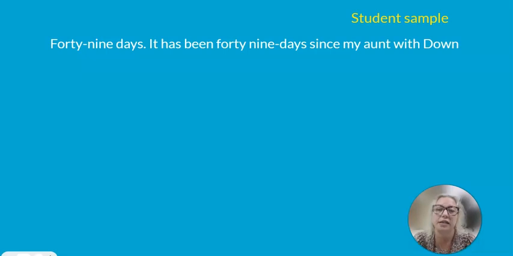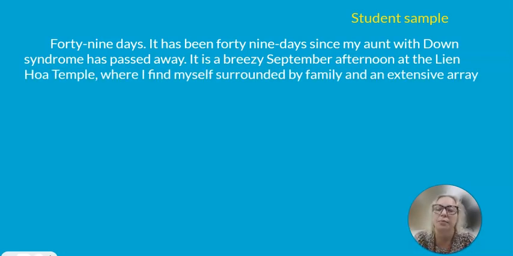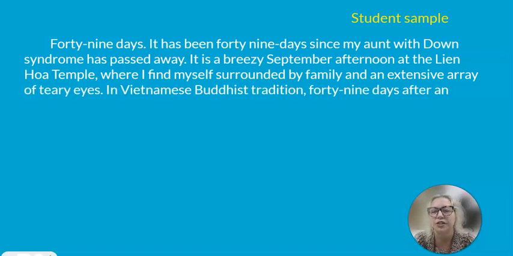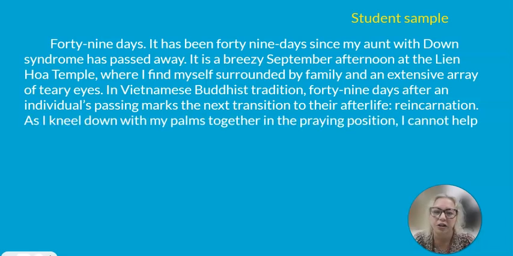"49 days. It has been 49 days since my aunt with Down syndrome has passed away. It is a breezy September afternoon at the Lien Hoa Temple, where I find myself surrounded by family and an extensive array of teary eyes. In Vietnamese Buddhist tradition, 49 days after an individual's passing marks the next transition to their afterlife, reincarnation."